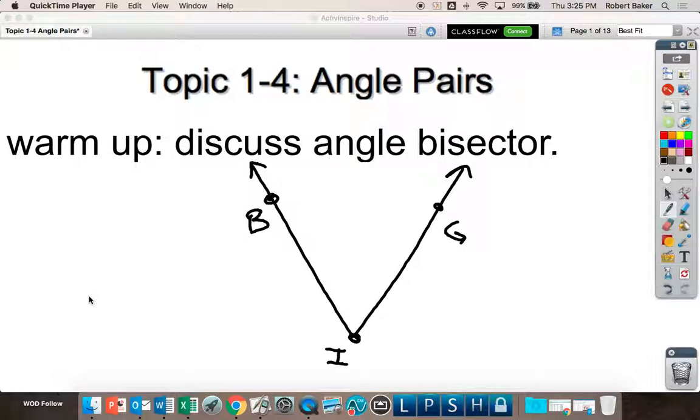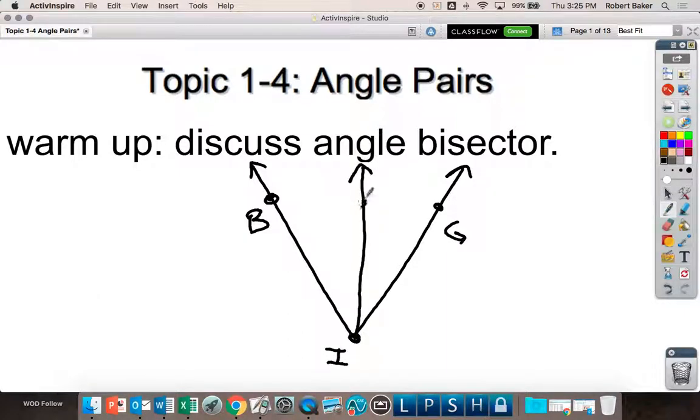So angles have midpoints. But angle midpoints are called bisectors. If something is bisected, it's cut in half. So I can draw an angle bisector here. So ray IM is an angle bisector. It cuts the angle in half. That means that this piece and this piece are now equal to each other.